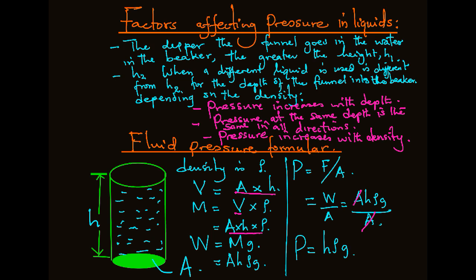From this, pressure is proportional to the height of the column h and the density rho of the liquid, and does not depend on the cross-sectional area of the container.